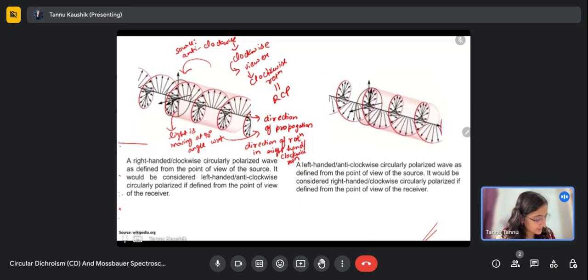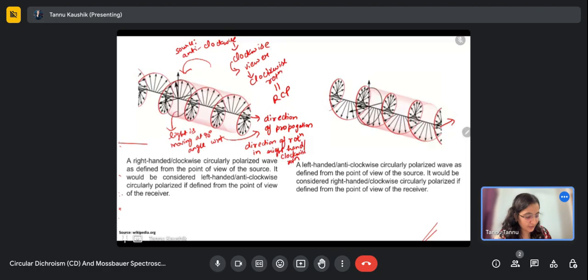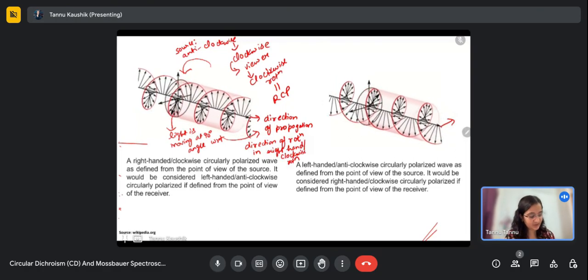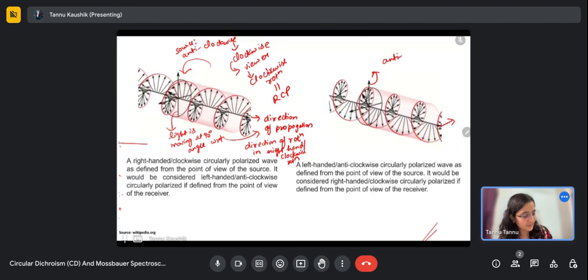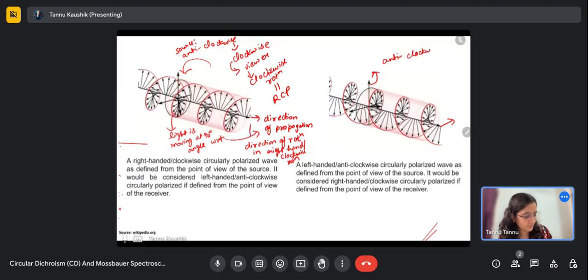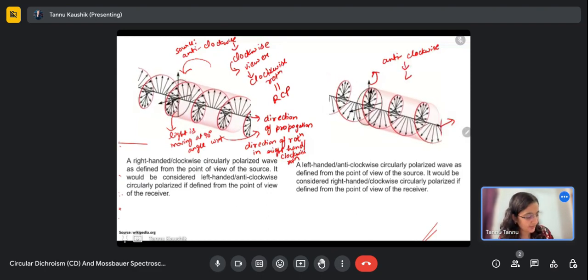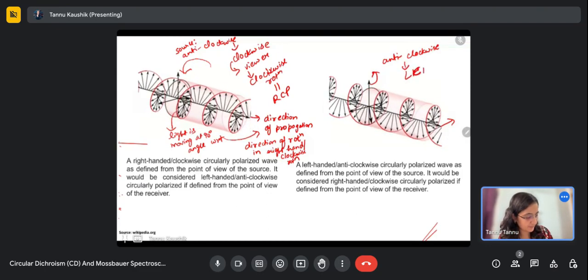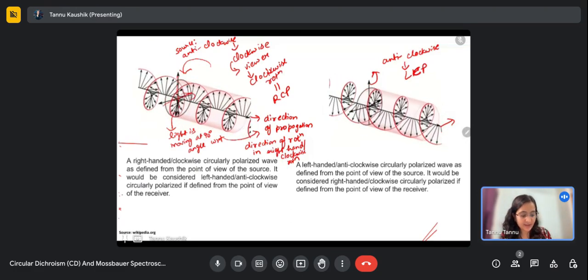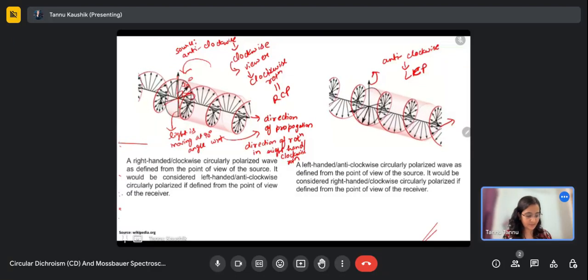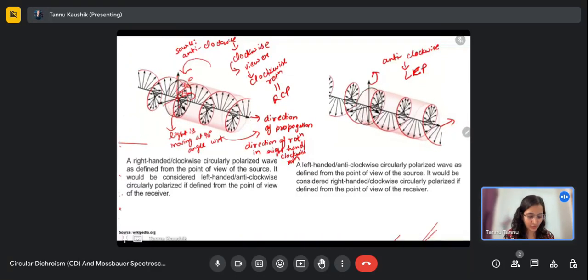Similarly, in this case, with respect to me it is moving anti-clockwise, and this will be left hand circularly polarized light. So you can see that these are 90 degrees with respect to each other. Okay, so this was the point I wanted to convey.